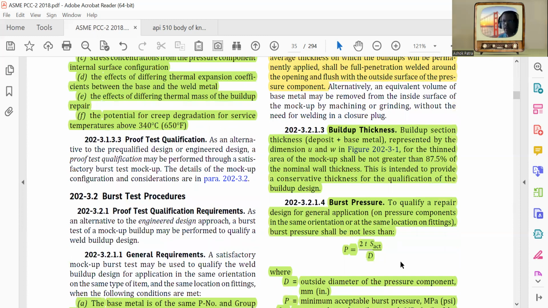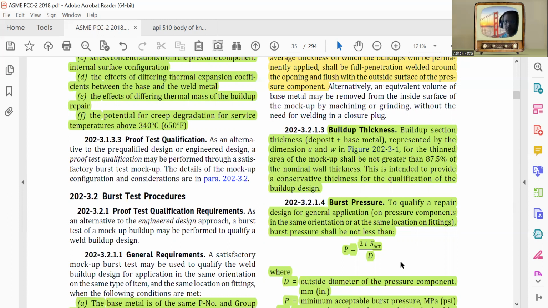Build-up thickness. Build-up section thickness, deposit plus base metal, represented by the dimension U and W, for the thinnest area of the mock-up shall be not greater than 87.5% of the nominal wall thickness. This is intended to provide a conservative thickness for the qualification of the build-up design.